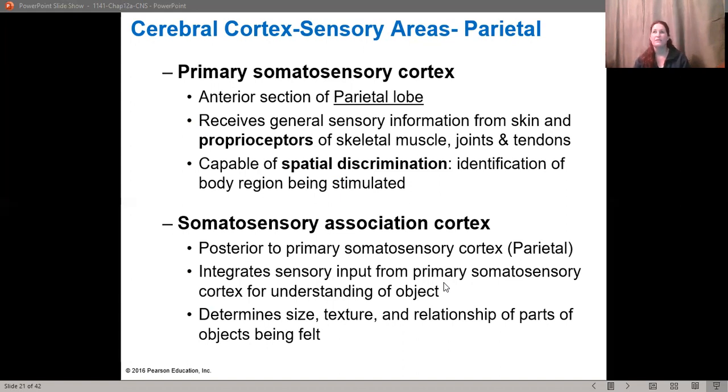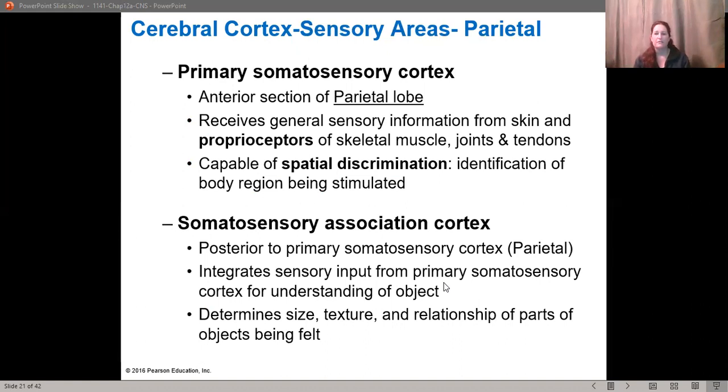So if you put your hand in your backpack, you can discriminate between a pencil or a calculator or your phone or your earbuds, and that is because of the somatosensory association cortex. It determines size, texture, and the relationship of parts of objects being felt. So you might feel the buttons on your calculator, and that's how you determine it's your calculator and not your phone.